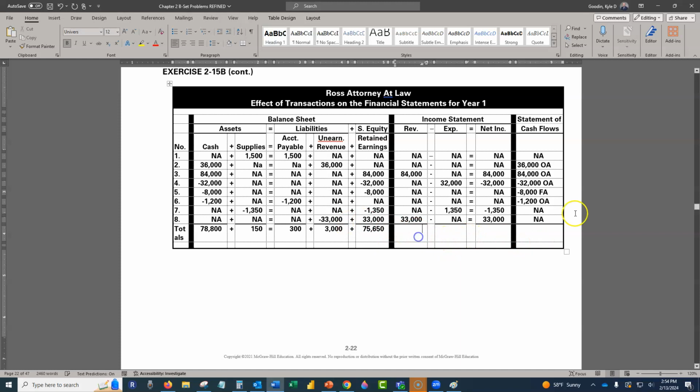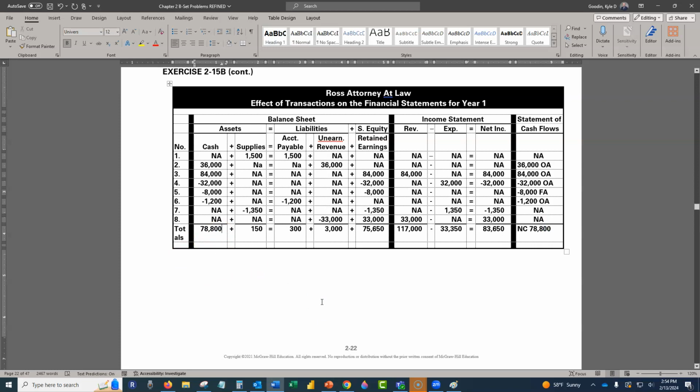Okay, so we had a total of $117,000 in revenue transactions and a total of $33,350 in expense transactions. This left us with a net income of $83,650, and our total net change in cash was $78,800. Imagine that, it matches our ending balance in cash right here on our balance sheet. Your net change should equal your ending balance. That's all there is to that.